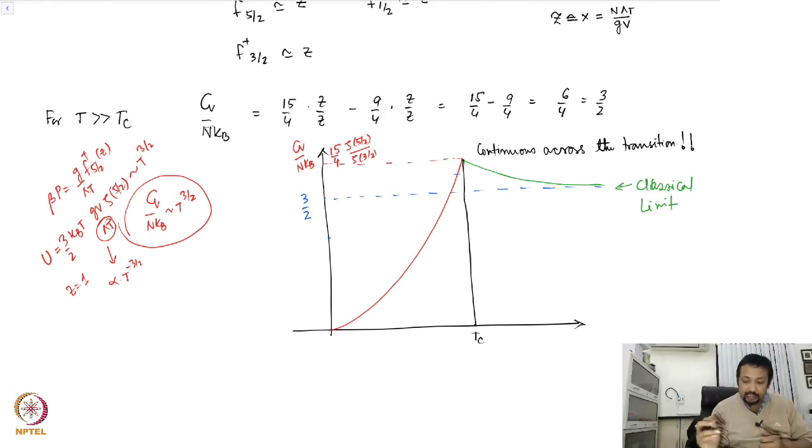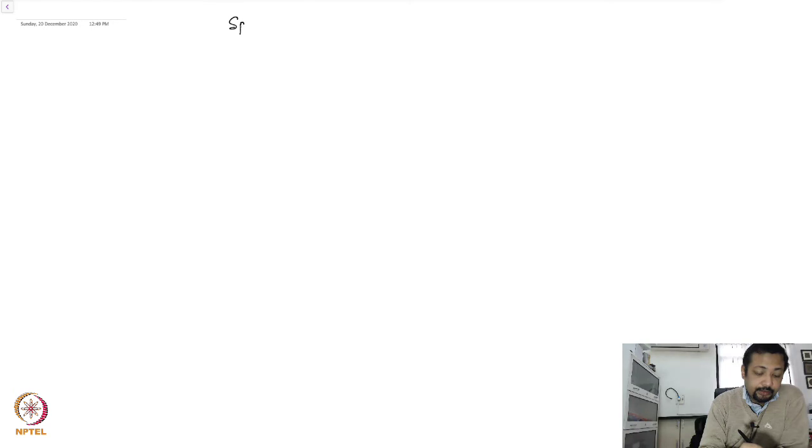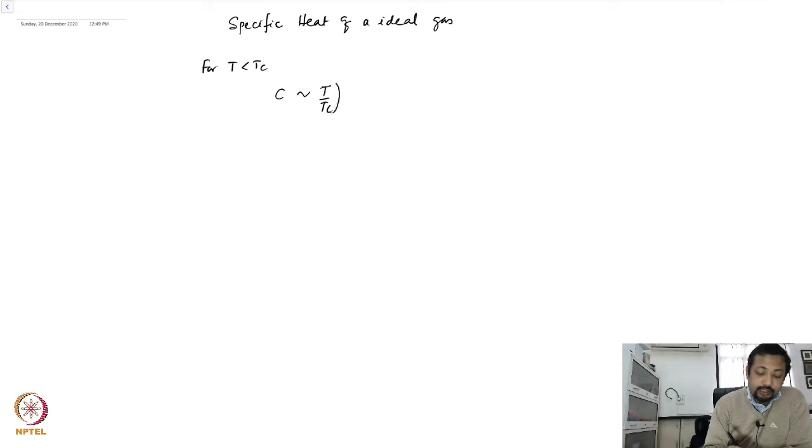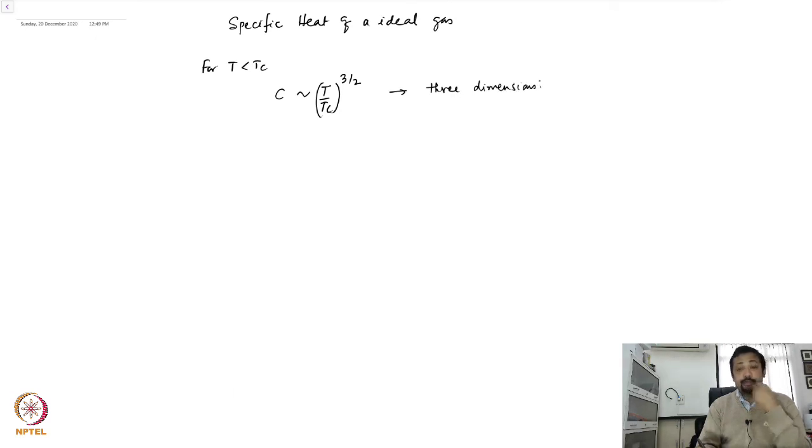Not only that, exactly at the critical point, its value is larger than the classical limit of 3/2. That is essentially 3/2. That is the Dulong-Petit law. The specific heat of an ideal Bose gas for T less than Tc goes as T over Tc raised to the power 3/2. Now this result is for 3 dimensions, which means that the dimensionality of space is 3, d is equal to 3.